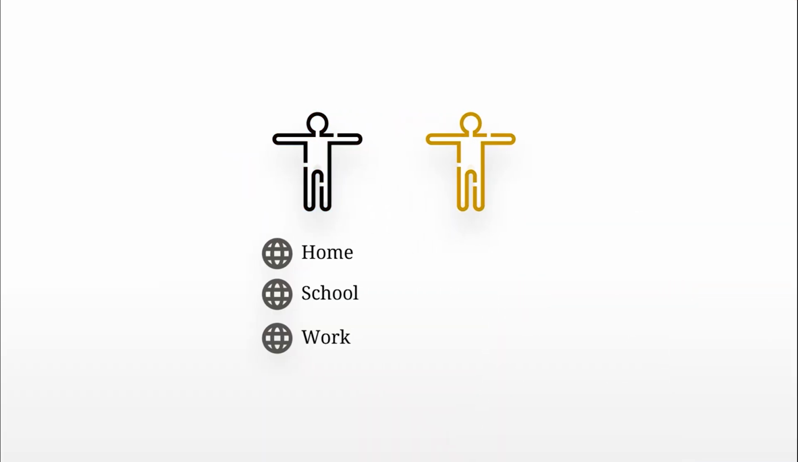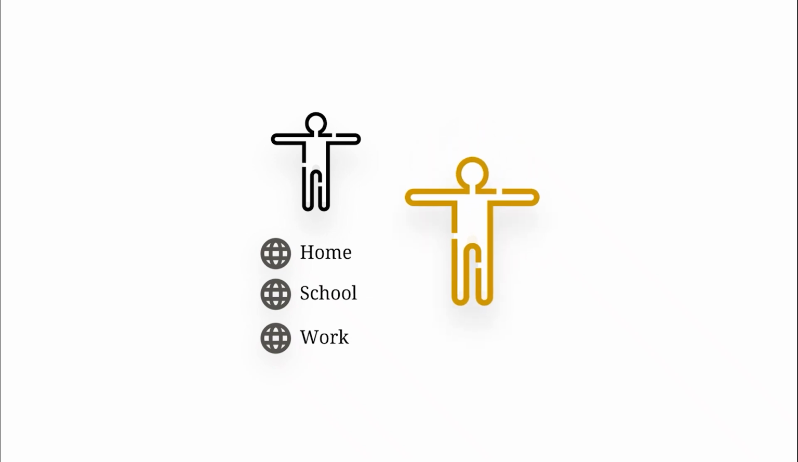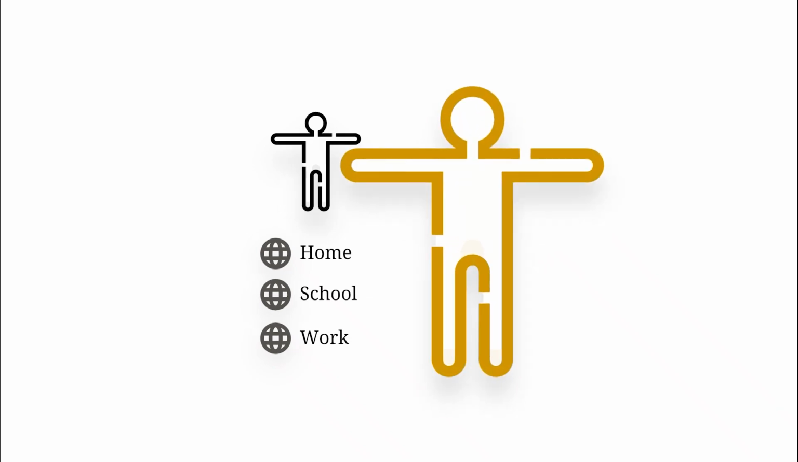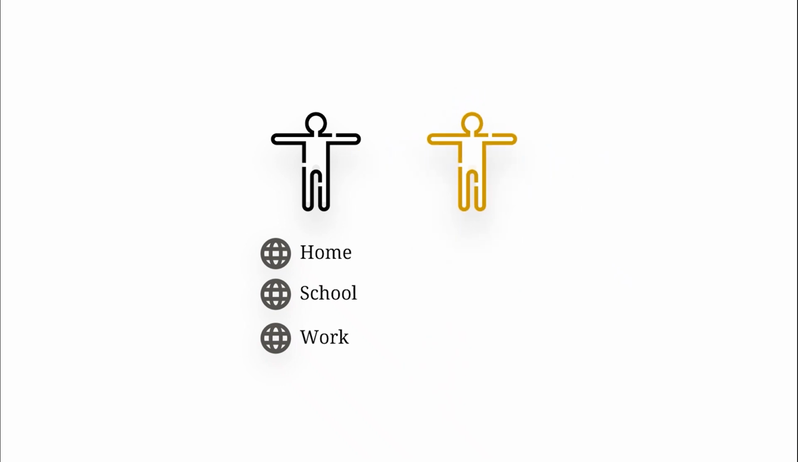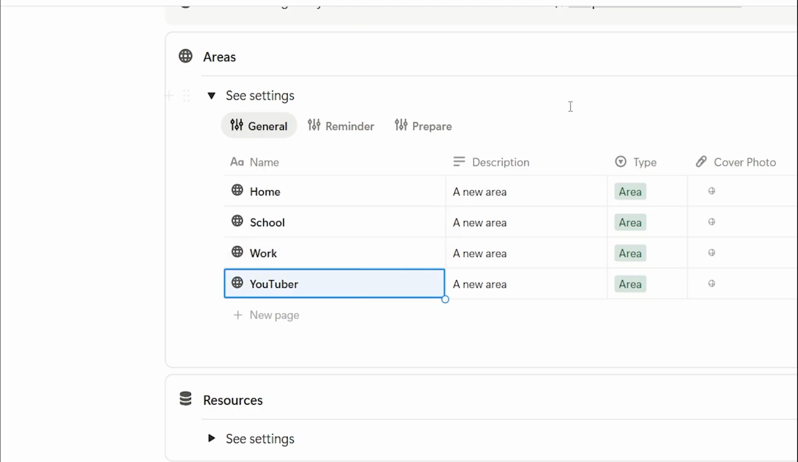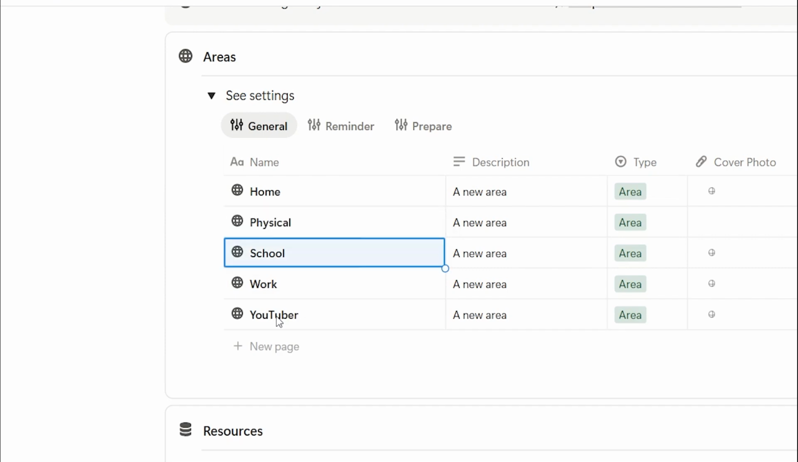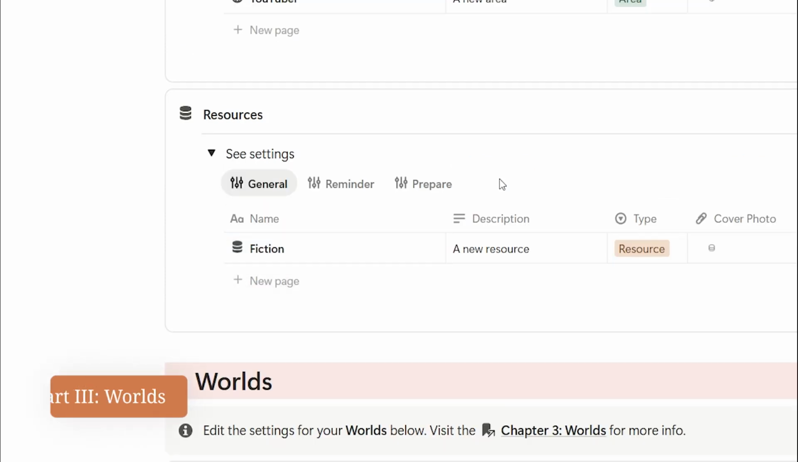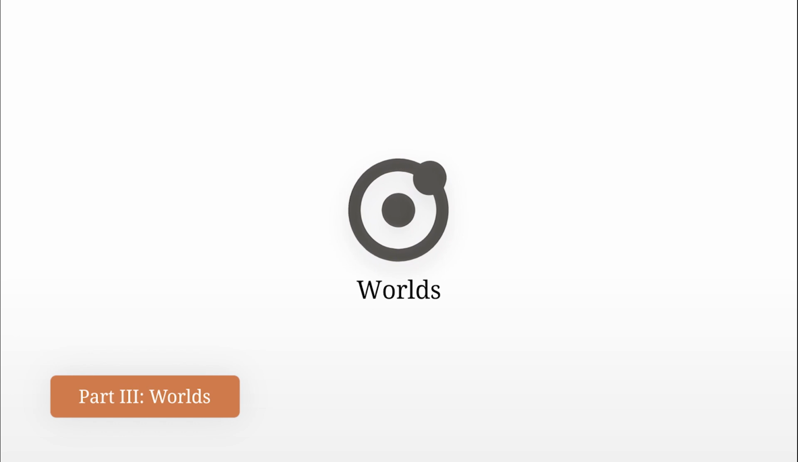Next, what about your ideal self? We include our higher self here so that it can have permanent foundations where it can develop over time. Maybe your personal development interests include getting a side hustle, which is being a YouTuber in this case, getting into shape, and reading more. So let's set our new areas as YouTuber and physical, and let's set fiction as our new resource. Now, what worlds of personal development are you a part of?